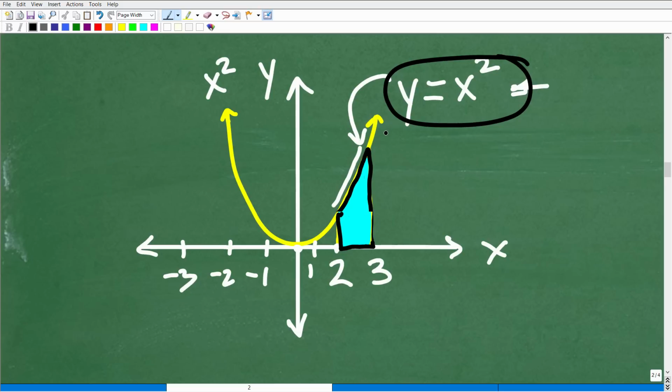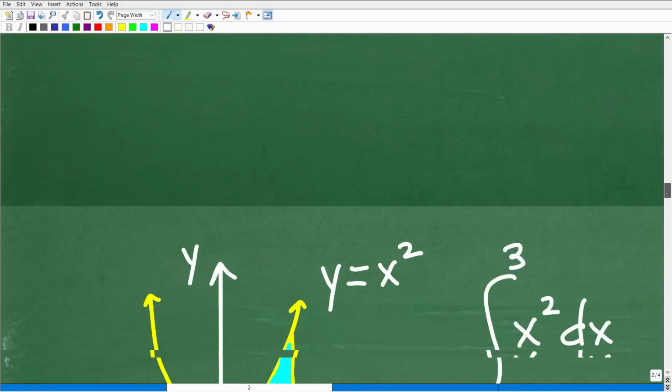It's underneath it, but it only goes from 2 to 3 on the x-axis. Okay, so it's again underneath this curve, and it goes from 2 to 3 on the x-axis. This defines this shape. Now, if you understand that, then we could pull all this together to do some calculus, and now this is where the fun is going to kick in.